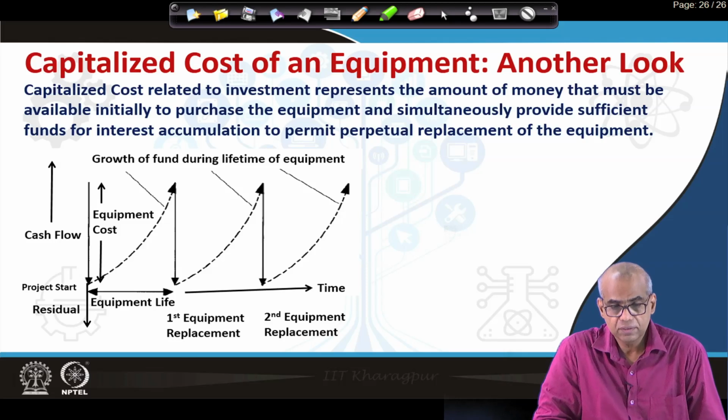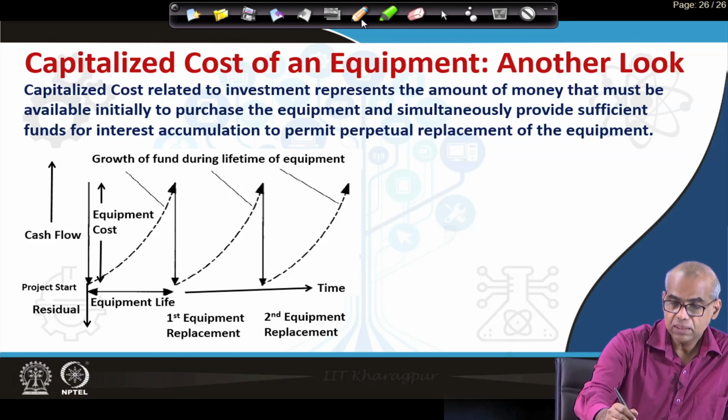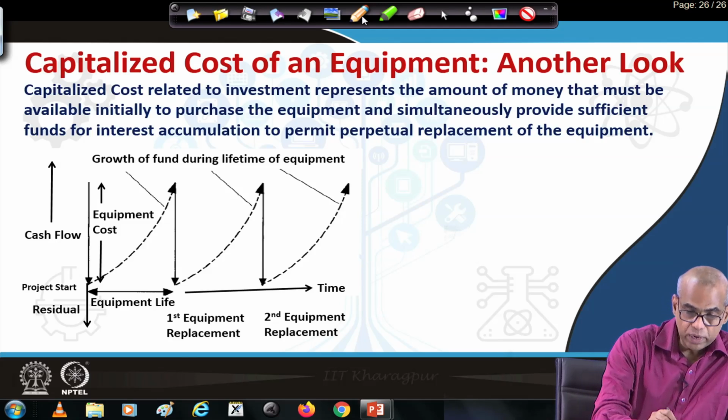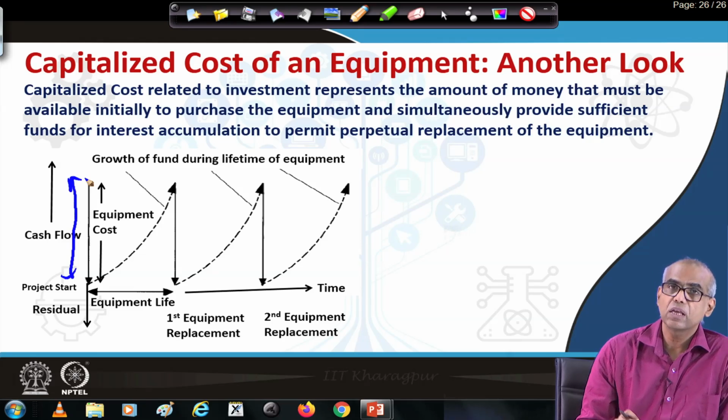Now, let us take another look at the capitalized cost. Capitalized cost, related to investment, represents the amount of money that must be available initially to purchase the equipment and simultaneously provide sufficient funds for interest accumulation to permit perpetual replacement of the equipment. Suppose I buy an equipment today with this much money, and after every equipment life, say n years, I have to replace the equipment.